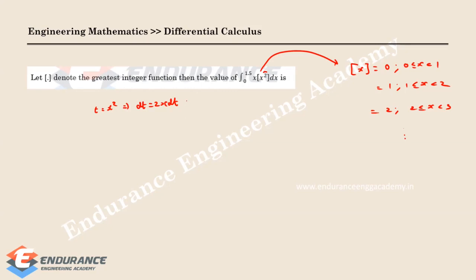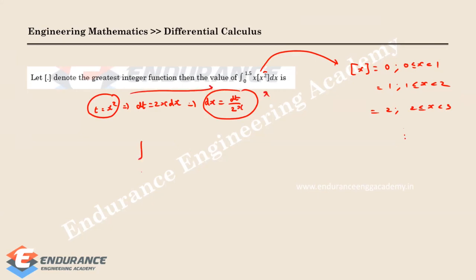Also I can replace. I'm sorry, this is dx. dt is nothing but 2 times x into dx. Also, I can replace dx equal to dt by 2 times x. So this is one equation, and this is another equation. Replace both here.